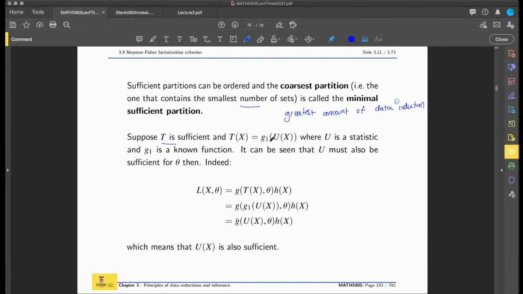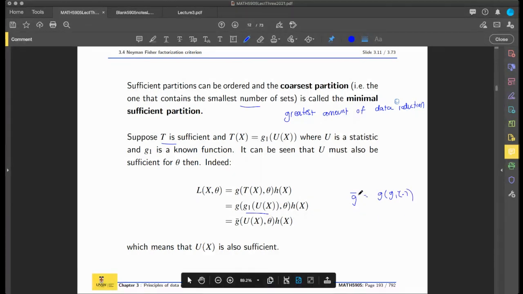Why? Well, it's just a direct application of the Neyman-Fisher factorization criterion. This is my likelihood function. Because T is sufficient, we can write it as g_T of theta times h of x. Then I know that T of x equals g1 of u of x, where I know what g1 is. So I just substitute that in for T. Now I can call g bar just g of g1. Okay, so I'm just making a new function. The g1 is known and g is known, so this is a function of two functions.